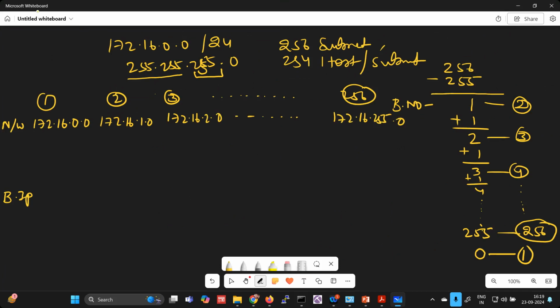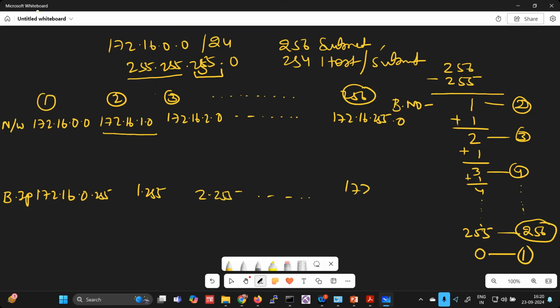Just subtract. So if you see this second subnet's network address, अगर इससे पहले का नंबर देखेंगे, what is the previous number before this 1.0? You can subtract it. We can have 172.16.0.255. 0.0 से लेकर 0.255. Similarly, 1.0 will end on 255. 2.0 has 172.16.2.255. The last broadcast IP address of the last subnet will be 255.255.